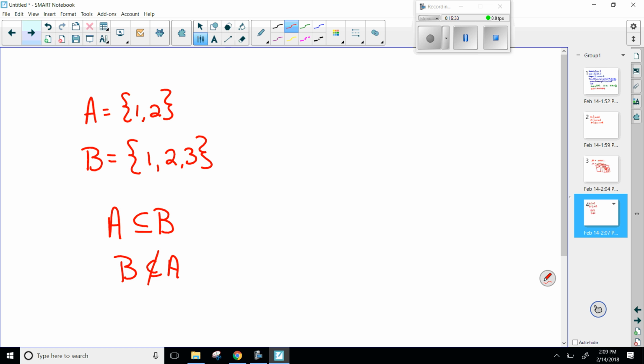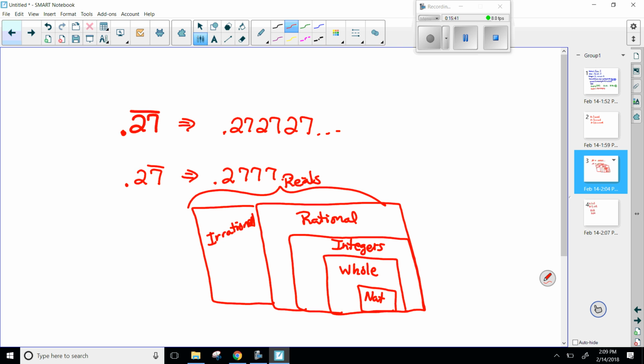On the top of page 6, it says the set of whole numbers is a subset of the set of integers. All the whole numbers are integers, so that is true. The set of integers is a subset of the set of rational numbers. Integers, right here, are all within the rational numbers. The next one, the set of rational numbers is a subset of the set of reals. Are all rational numbers classified as reals? Yes, they are. So they're stating those as subsets. Okay with that? All right.